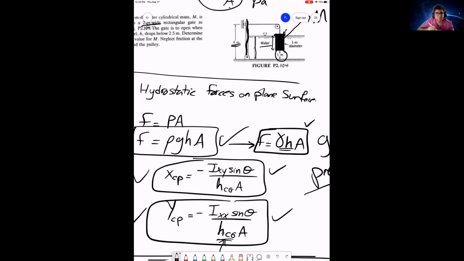You just gotta have all those formulas on what to use. It's a lot of formulas.